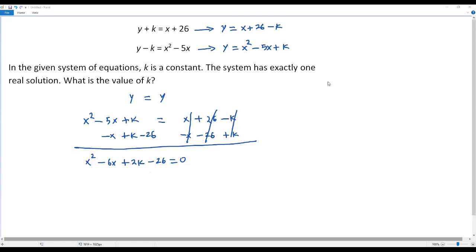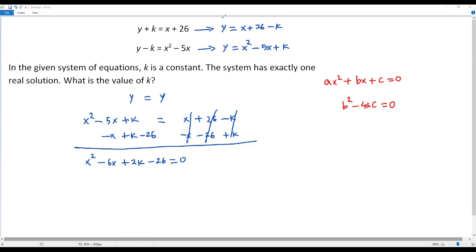Now let me consider the quadratic equation standard form, that is ax² + bx + c = 0. When the quadratic equation is given in standard form, and if this equation has only one real solution, then the value of the discriminant b² - 4ac equals 0. Here for this quadratic equation, we have only one real solution, because the question says the given system has only one solution. We got this quadratic equation by solving the given system. So the discriminant, b² - 4ac, must be equal to 0.